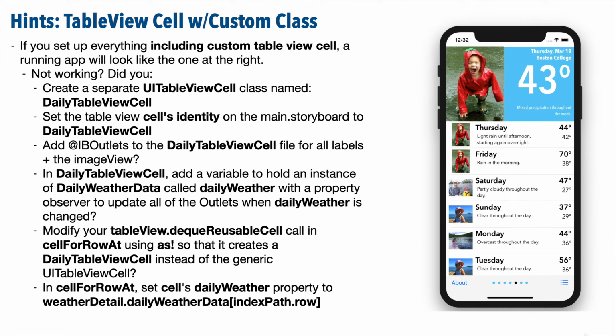If you set up your custom class, this is what your app should be looking like in the end. You should have proper data for every single location for all of the days, a week's worth of weather. Now, if this wasn't working for you, here are some hints.